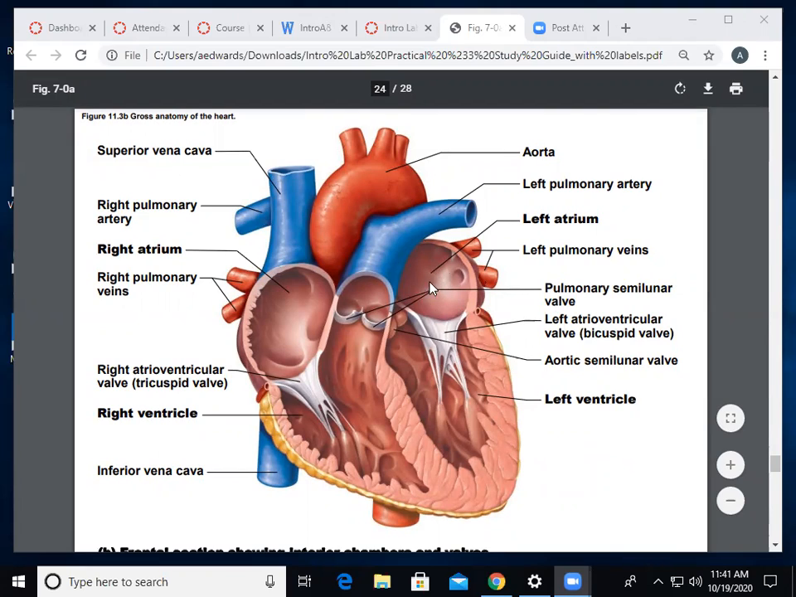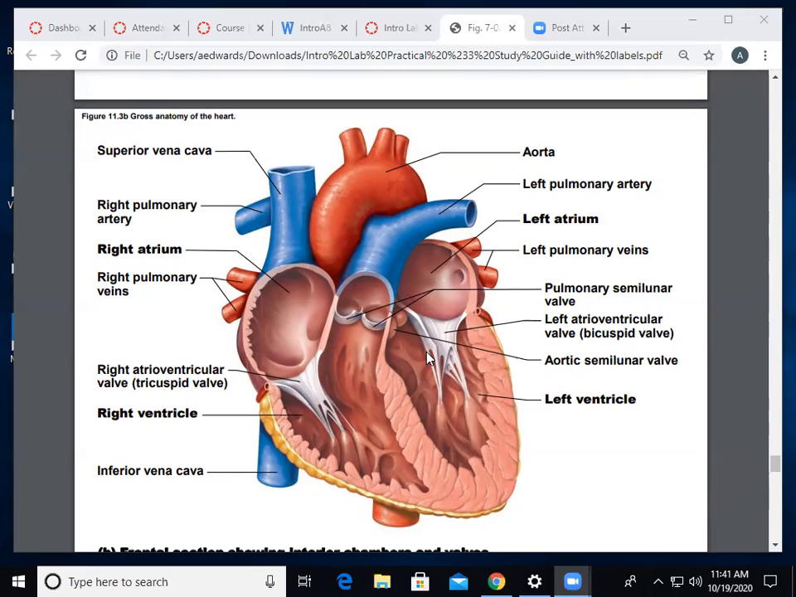Okay, so oxygenated blood's coming into the left atrium from these left and right pulmonary veins. Okay, so you can't really see it, but these right pulmonary veins are kind of coming behind here and emptying into the left atrium. Okay, it's going to go through the left atrioventricular valve, AV valve for short, also known as the bicuspid valve, because it has two cusps. Okay, and it's going to flow into the left ventricle.